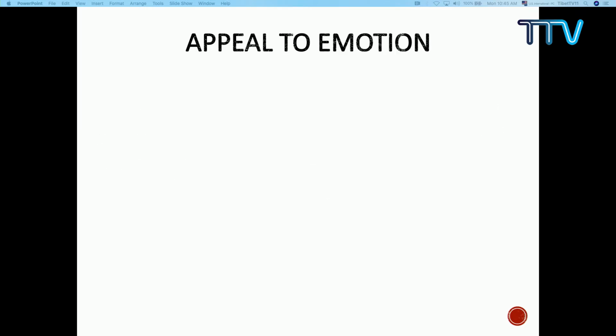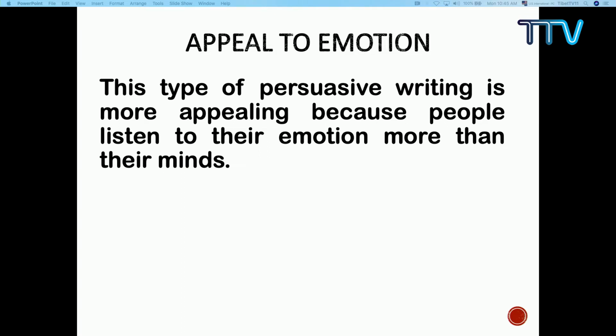Then appeal to emotion. So, this type of persuasive writing is more appealing because people listen to their emotions more than their minds. I don't know how far you believe that, but usually people come into a kind of dilemma where they have to decide based on their mind and their heart. It becomes really hard, right? Your mind says something and your heart says something, isn't it? So, your emotions sometimes overpower your mind. Sometimes your emotions overpower your ability to think, isn't it? So, this can be a very strong tool when you use emotions in your writing in order to convince the reader, or the other person, to listen to you.